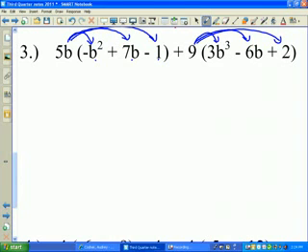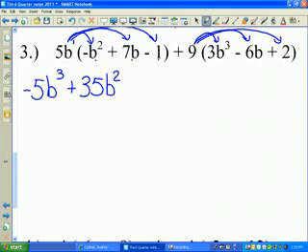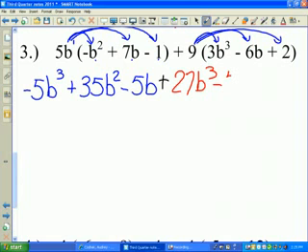So 5b times negative b squared will give me a negative 5b cubed. And it's cubed because my exponent of 1 plus 2. 35b squared minus 5b. Okay, bring my plus sign down. Let me change colors here so we can see both sides. So 9 times 3b to the 3rd power or cubed will give me 27b cubed minus 54b plus 18. So you're probably saying, oh my goodness, there's too much stuff here.